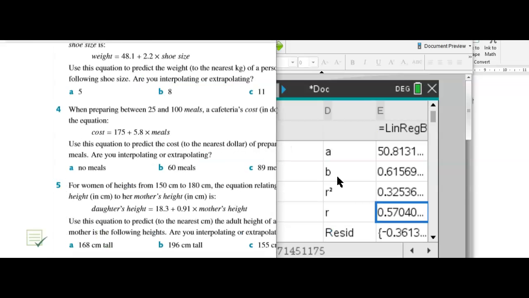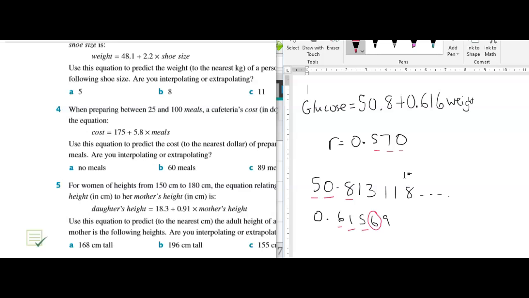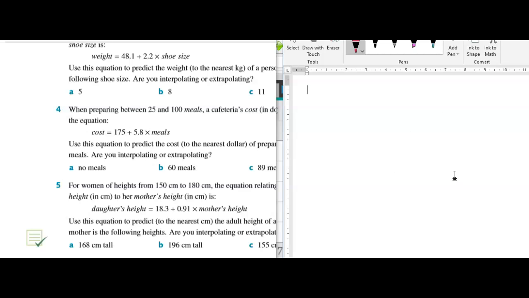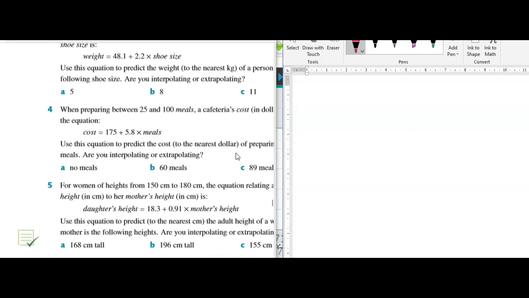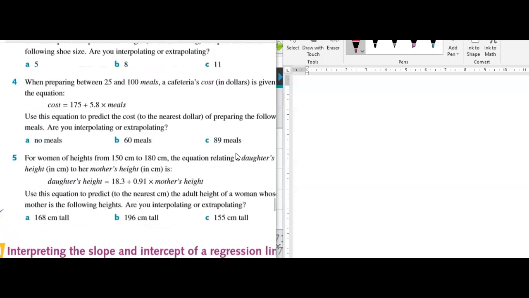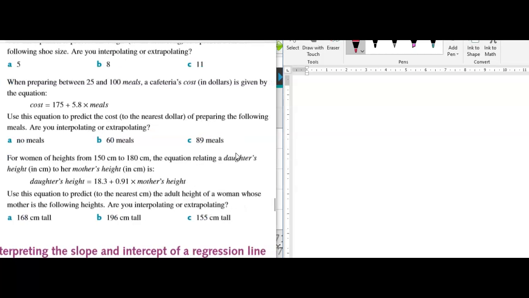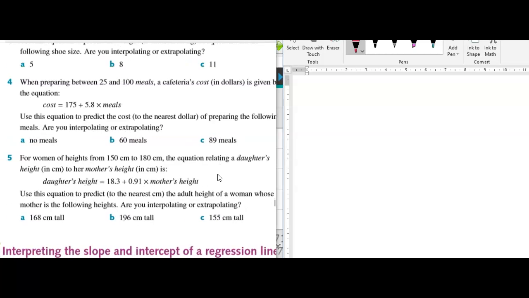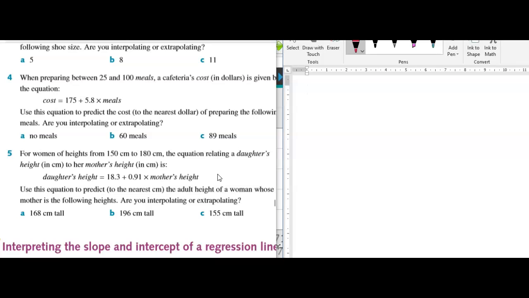All right, so let's get my Word document up. Delete what I just did before. For women of heights from 150 centimeters to 180 centimeters, the equation relating a daughter's height to her mother's height is, okay, so we've got daughter's height, I'm just going to use D for daughter, equals 8.3 plus 0.91 times the mother's height.